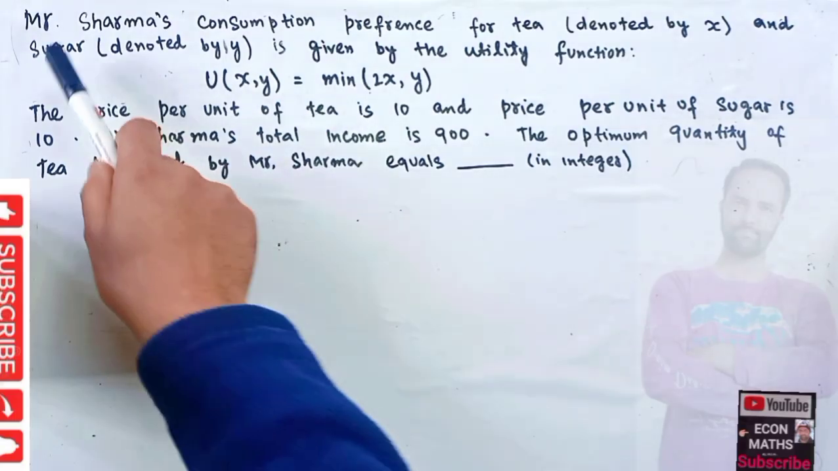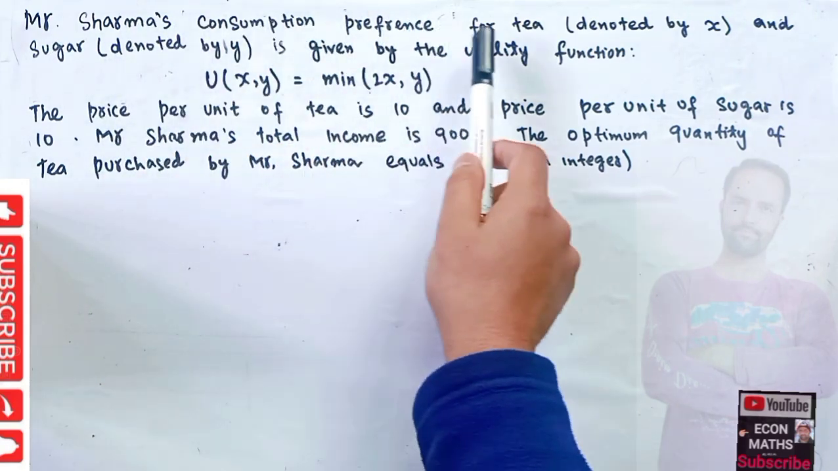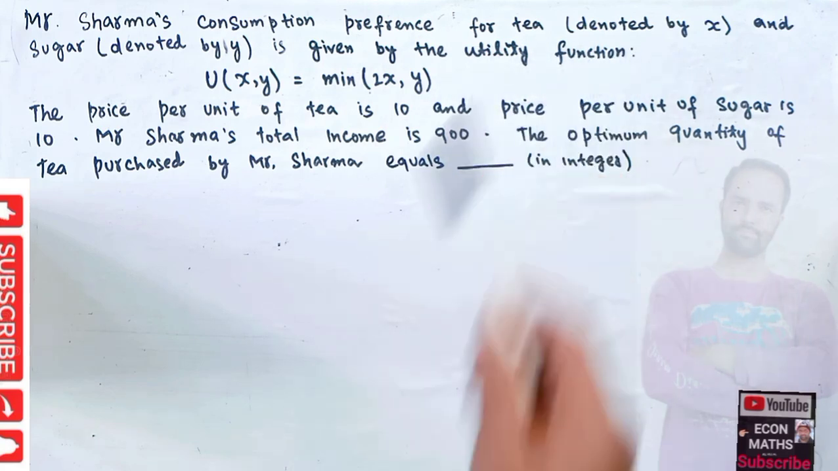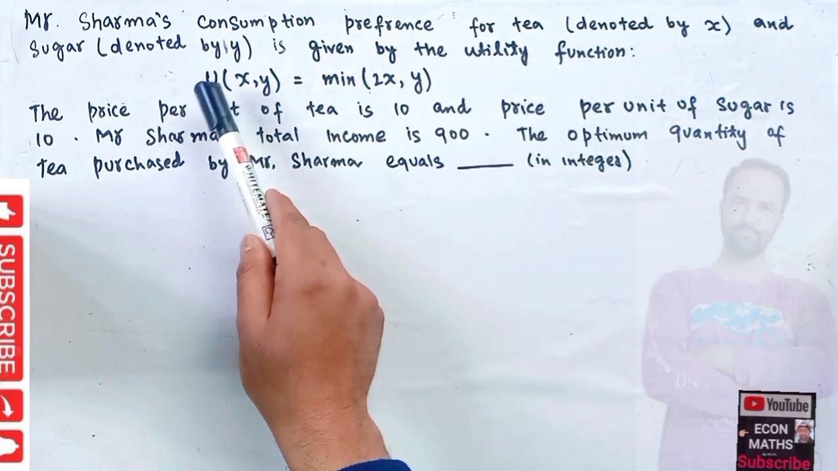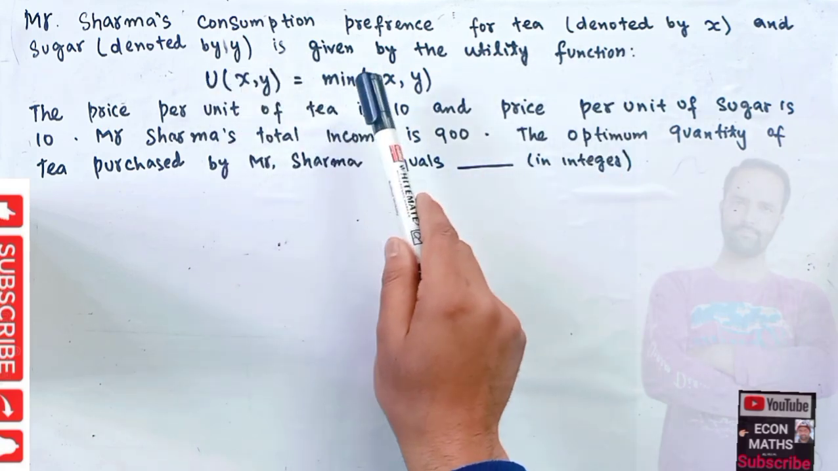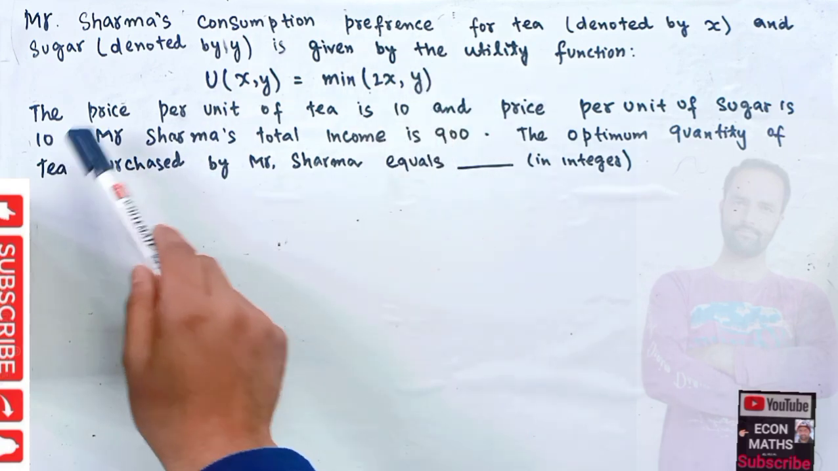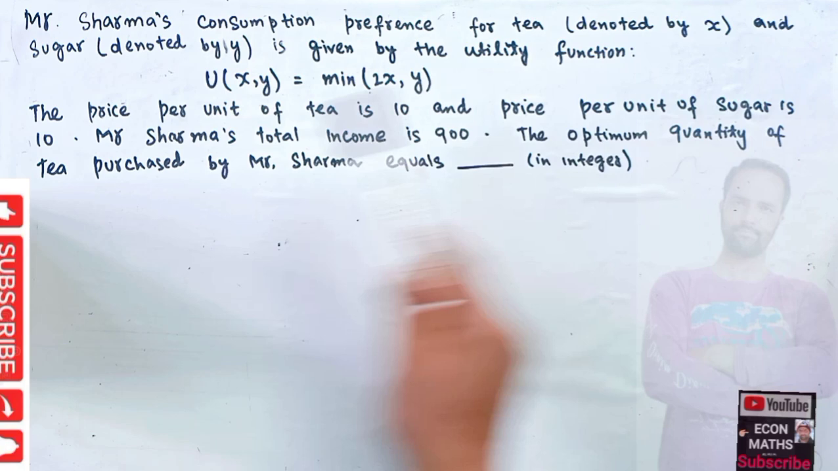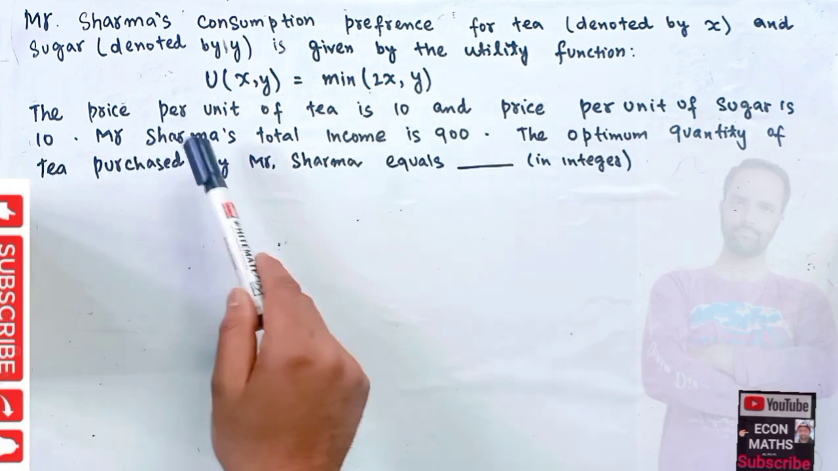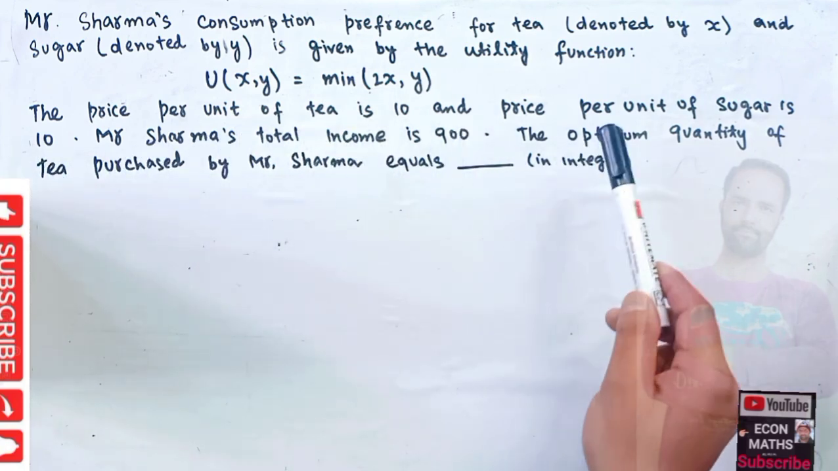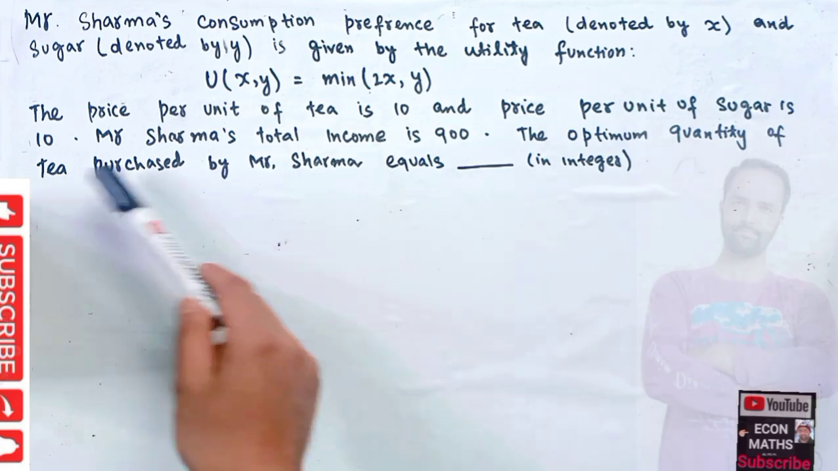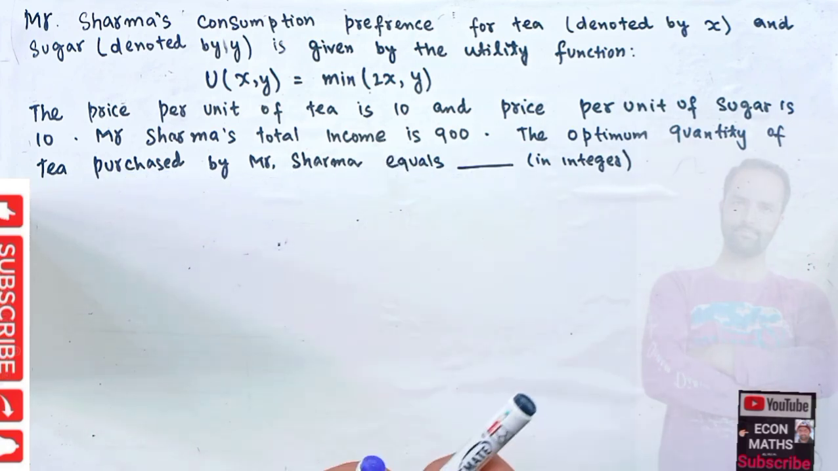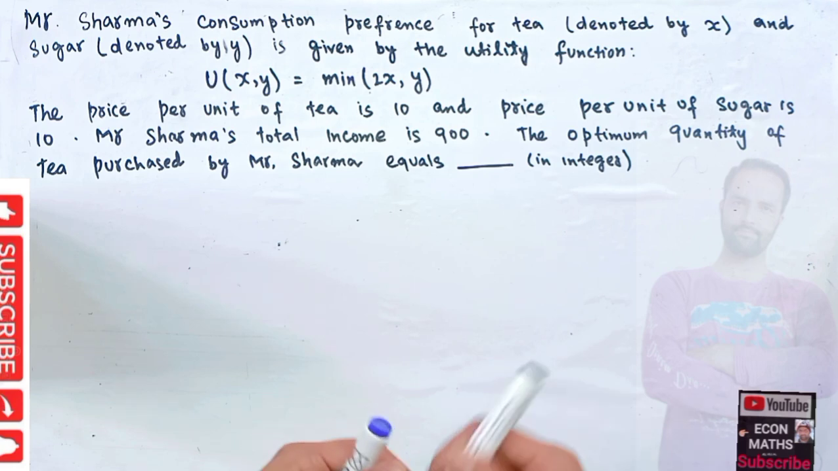Next question: Mr. Sharma's consumption preference for tea, denoted by X, and sugar, denoted by Y, is given by the utility function U is equal to minimum of 2X and Y. The price per unit of tea is given as 10 and the price per unit of sugar is also 10. Mr. Sharma's total income is 900. The optimum quantity of tea purchased by Mr. Sharma equals, we have to find out the optimum level of tea he will be purchasing.